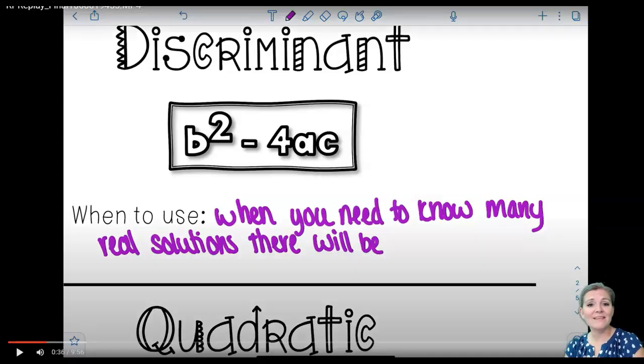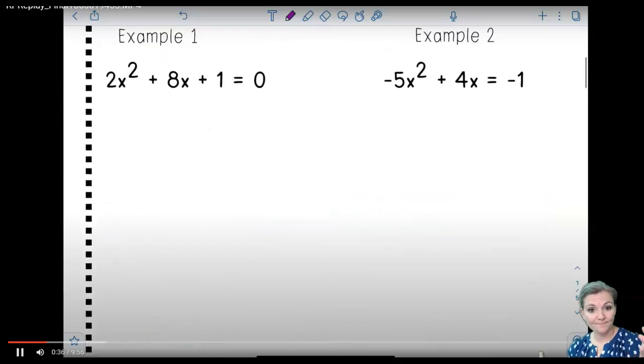So the discriminant is this, b squared minus 4ac. So we know how to find a, it's the number in front of the x squared. We know how to find b, it's the number in front of the x. And this c is the one that's by itself. So identifying a, b, and c, there's nothing new about that with this.